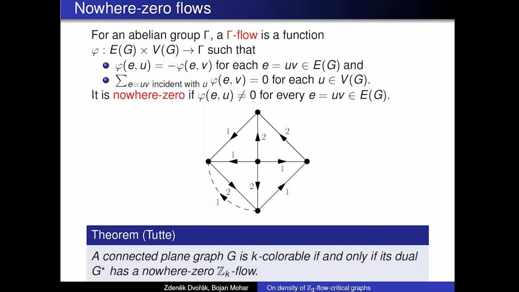So let me first give a couple of definitions just to recall them. For some given abelian finite group gamma, a gamma flow is a function which assigns values from gamma to orientations of edges of your graph, which you view as the amount of flow that goes along this edge in some direction. So one way to say it is using this first condition, which tells you that the amount of flow that goes along the edge from left to right is opposite, so it can also be seen as the opposite amount of flow going from right to left.